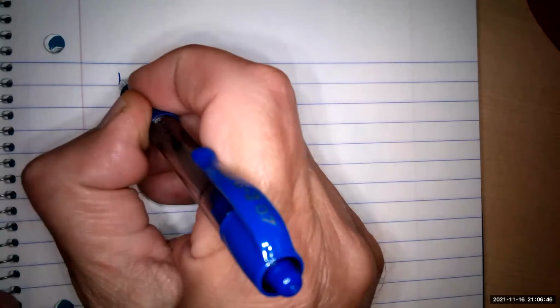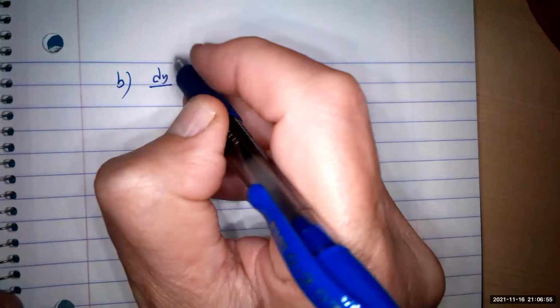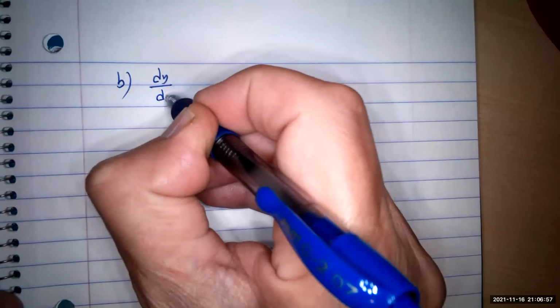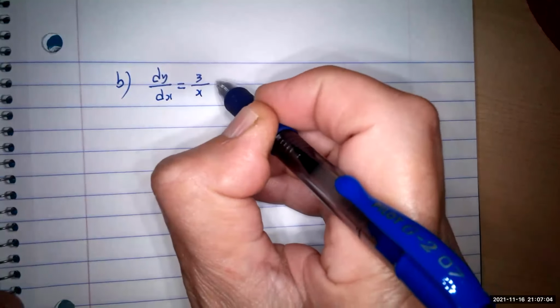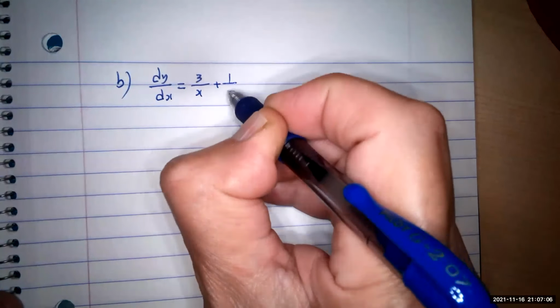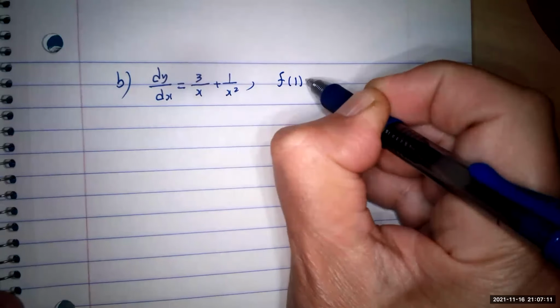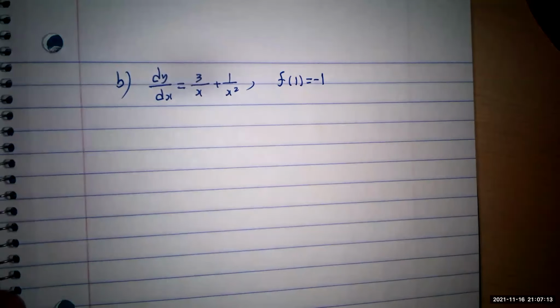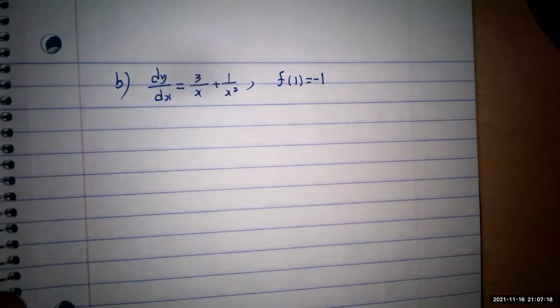Okay, so the part B, a very mild fraction. Okay, so what's a mild fraction? The condition is dy dx. Okay, dy dx is equal to 3 over x plus 1 over x squared. But the condition is that f of 1 is equal to negative 1. Okay, so this is another format.